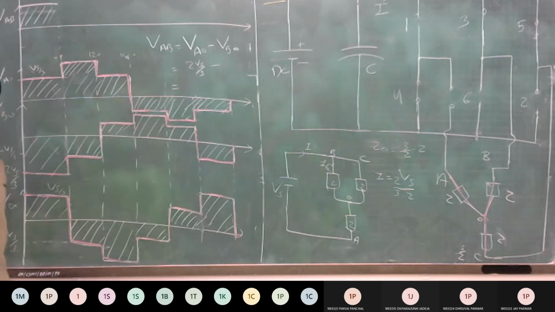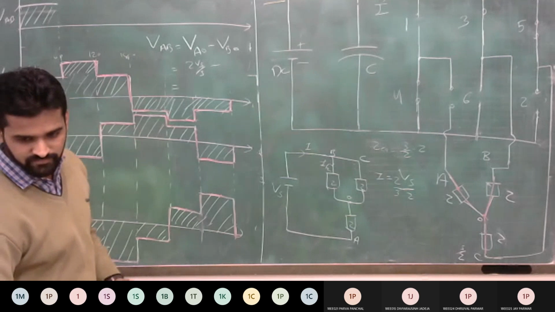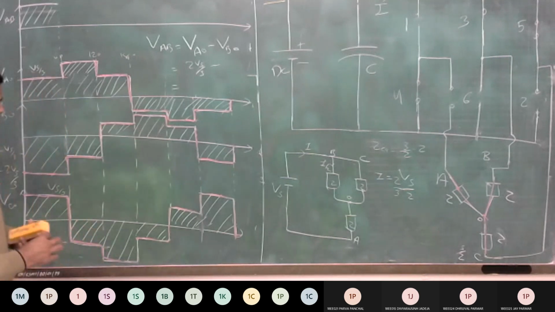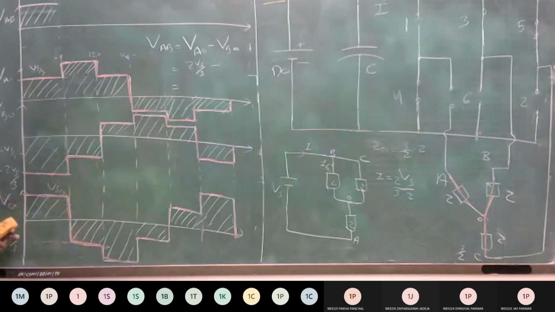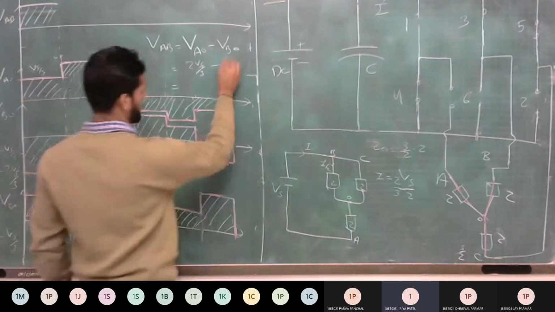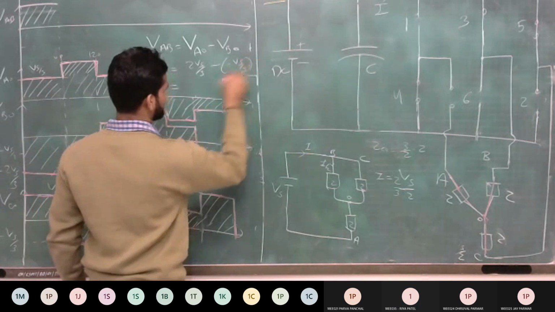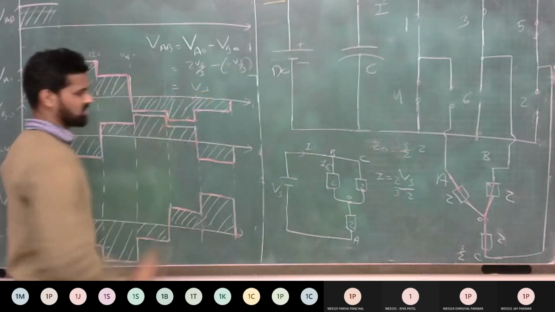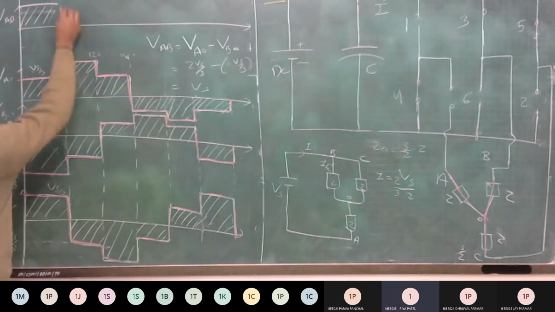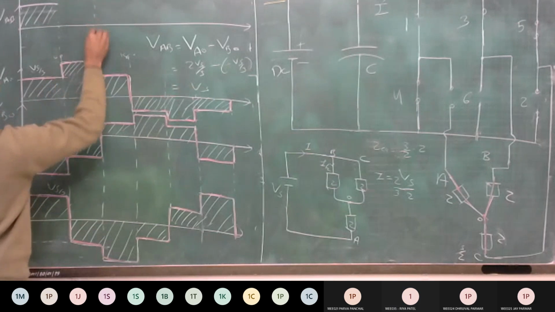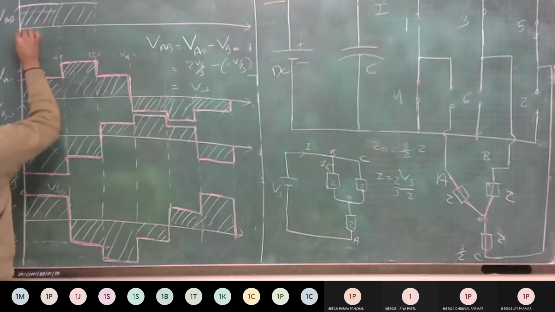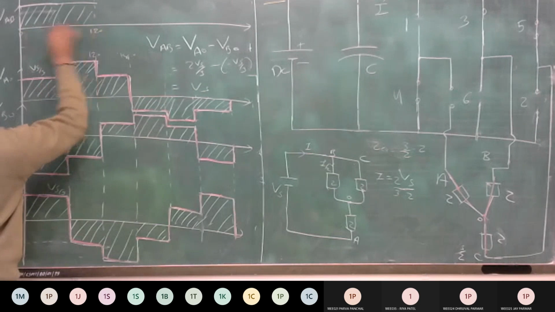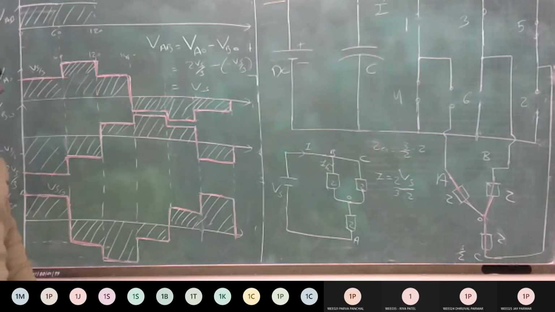Okay, next. Next number. What is the value of VBO? In the second interval, VBO is minus Vs by 3. Yes, very good. Minus Vs by 3. So it is minus minus plus. So the answer is what? Plus Vs. So in the second interval also the answer is plus Vs. It means from 0 to 120 degree, your VAB line voltage is plus Vs.